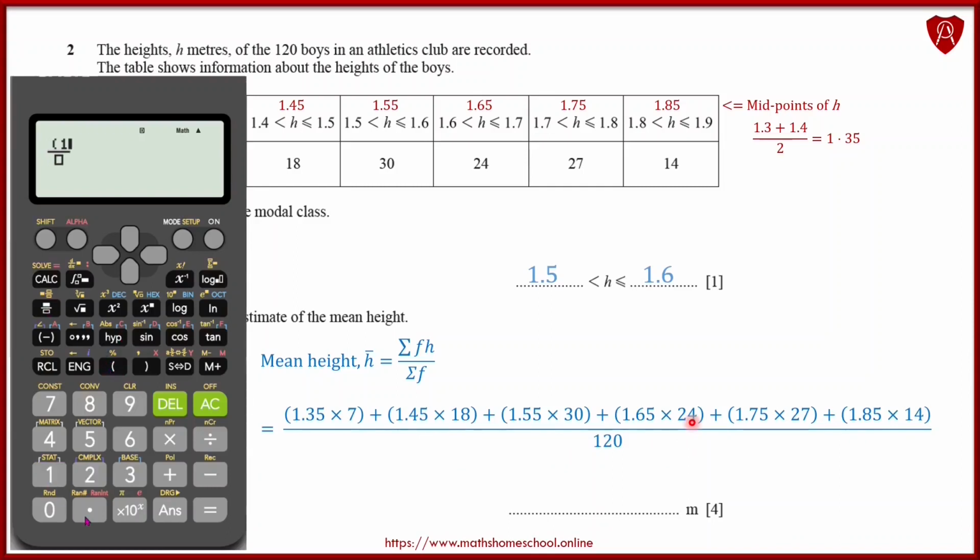Fraction. Numerator: 1.35 times 7, close brackets, add bracket, 1.45 times 18, close bracket, add another bracket, 1.55 times 30, close bracket, add another bracket, 1.65 times 24, close bracket, add open bracket, 1.75 times 27, close, add open, 1.85 times 14, close bracket. Type denominator 120, equals 1.62333. That's our mean.